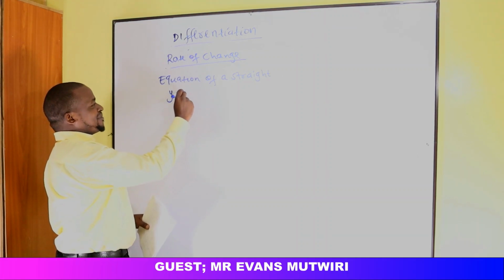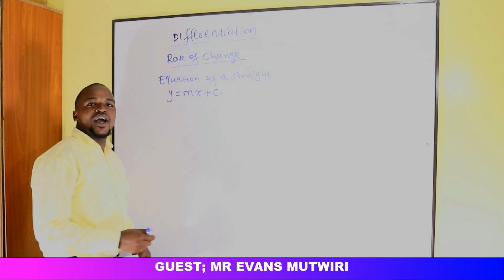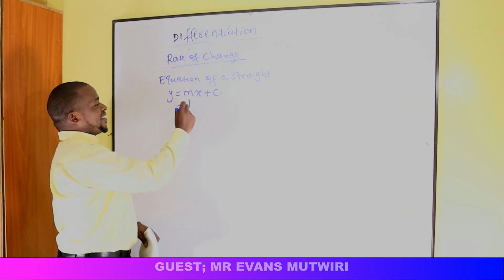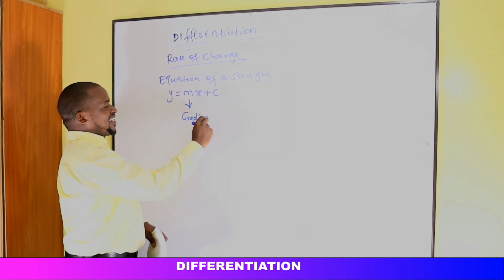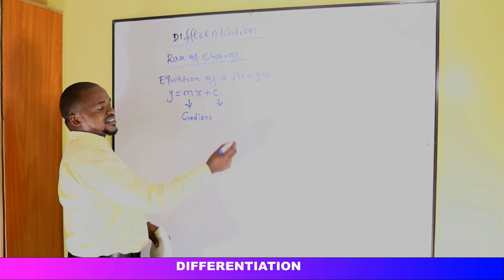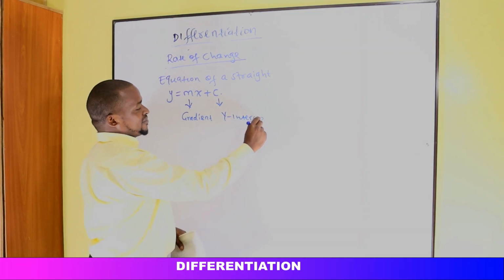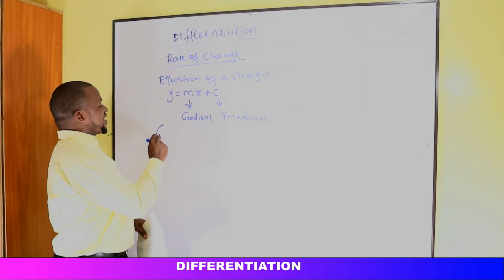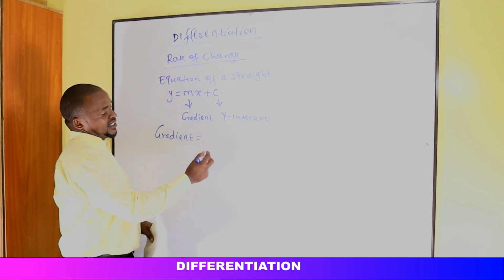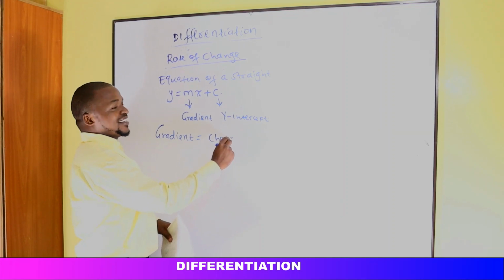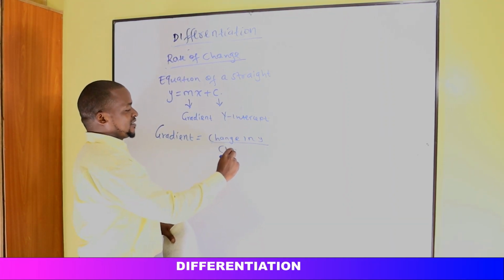y is equal to mx plus c, where m stands for the gradient and c stands for the y-intercept. How do we get the gradient? Gradient is given by the change in y over change in x.